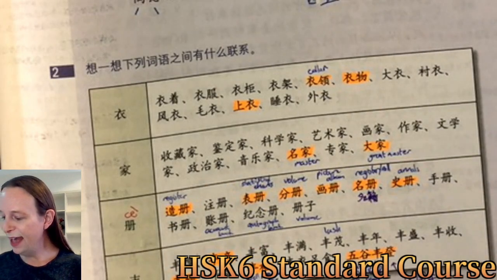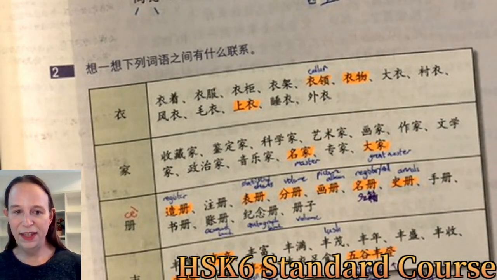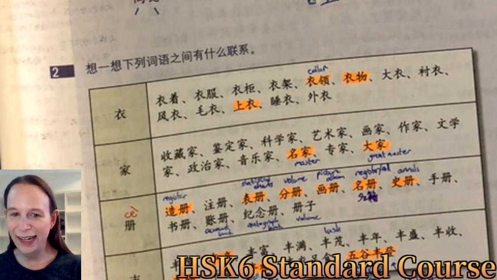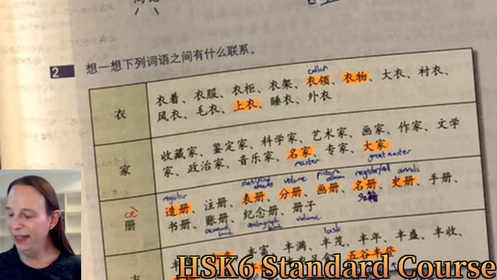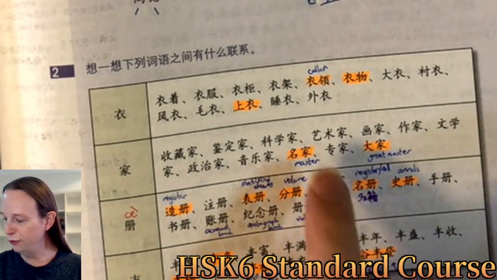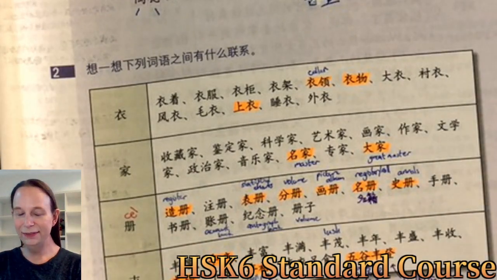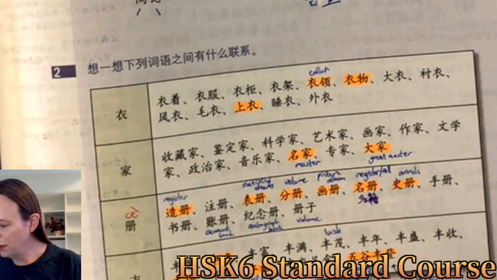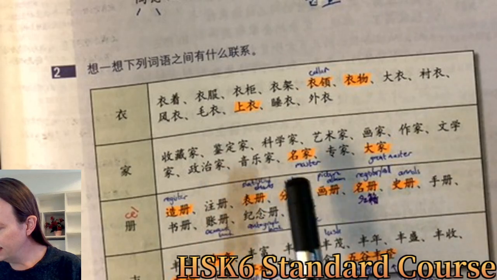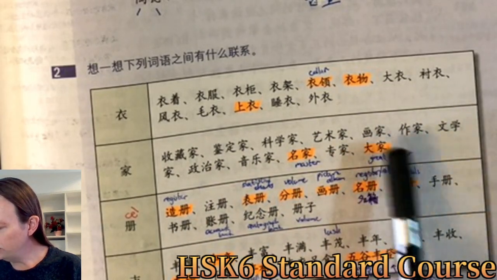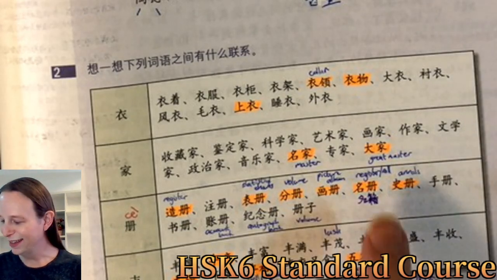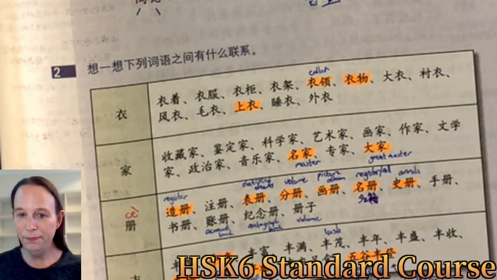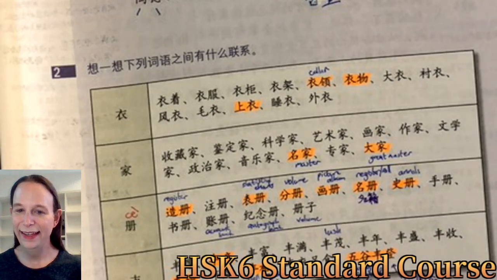家, okay, so 家 is obviously family. 你的家人. However, it looks like this 家 is being used as a suffix, meaning someone who is experienced, like a 专家, a master or an expert. 收藏家, 鉴定家, 科学家, 艺术家, 画家, 作家, 文学家, 政治家, 音乐家, 名家, 专家, 大家. Yeah, so you know 大家好, this is the other meaning. 大家, 他是一位大家, he is a great master.